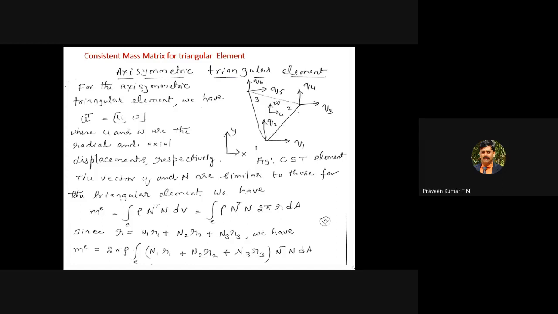In the first part of module 5, you dealt with dynamic analysis. With respect to dynamic analysis, we need to know the mass matrix for the axisymmetric triangular element. For the axisymmetric triangular element, again we have displacement along the x direction, given by U, and displacement along the y direction, given by W. Then we have the general formula for the mass matrix: rho into N transpose N into dV.